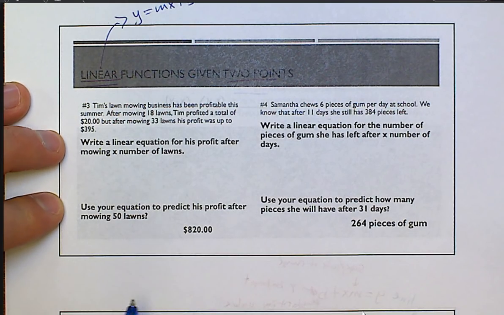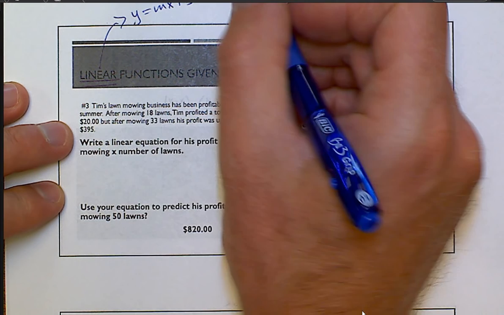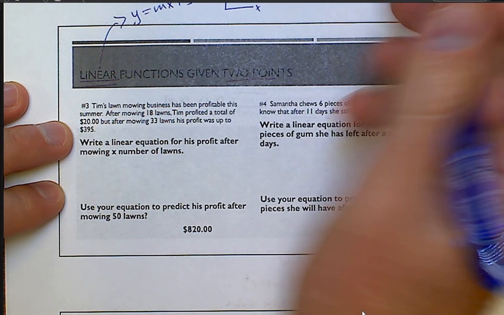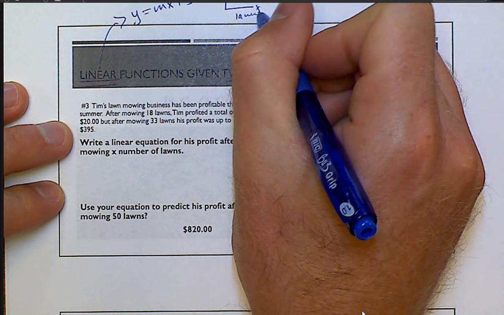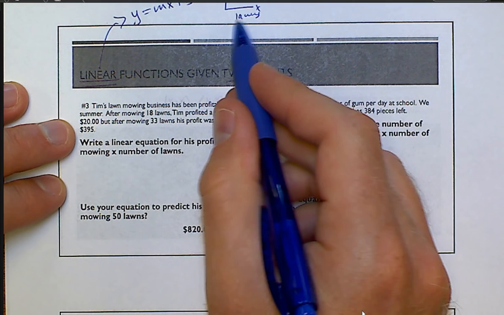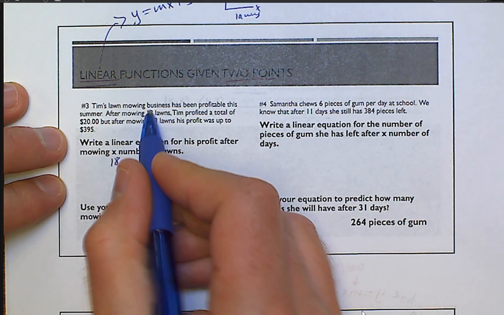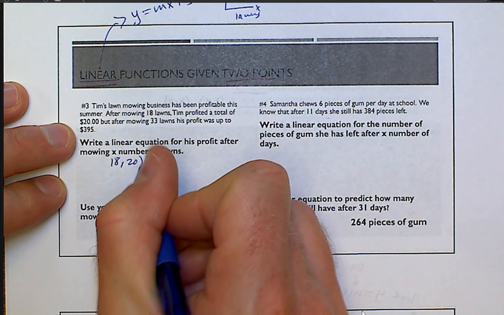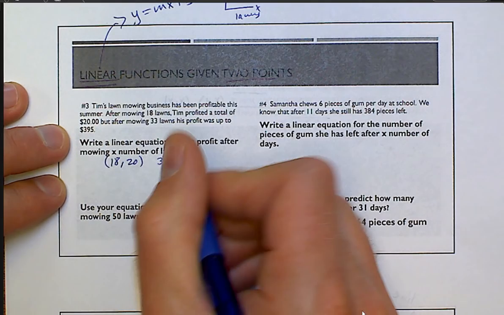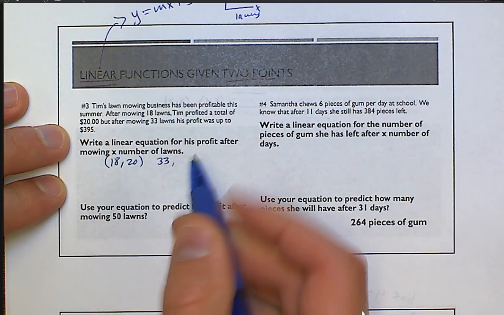Now, we need to come up with the 2 points. Just like if you were to go on the XY coordinate plane and we were to call this lawns, and maybe this was the profit or dollars amount. So something X, something Y is my point. So we could go 18 lawns, comma, $20. That would be 1 point. And then the second point would have to be following the same order. So 33 lawns, 18 first, lawns, 33 first, and then $395.